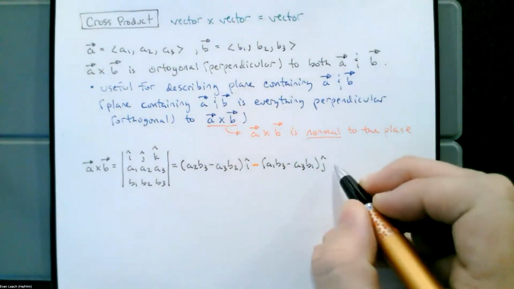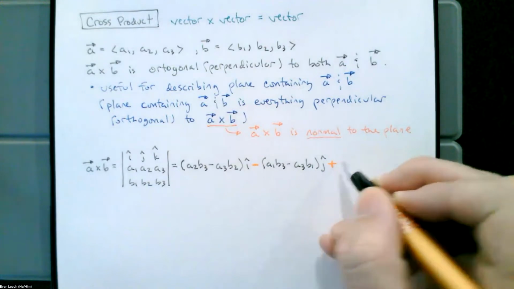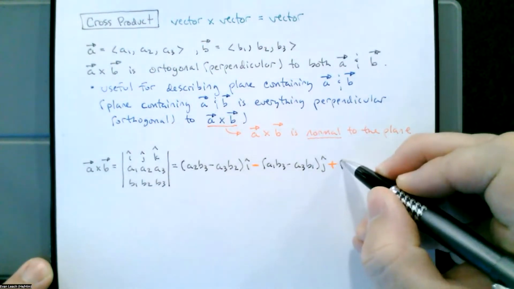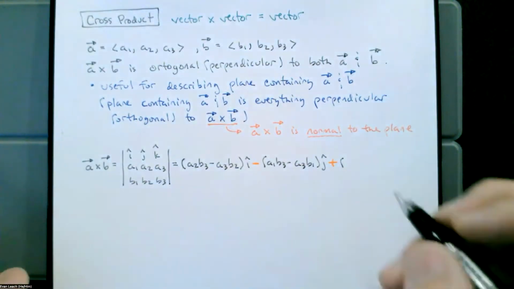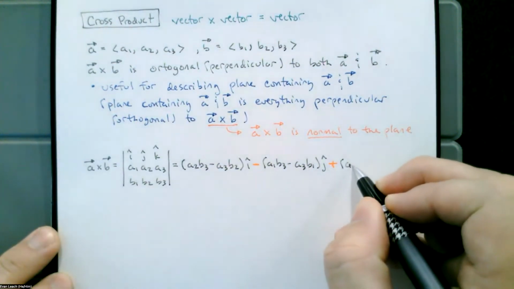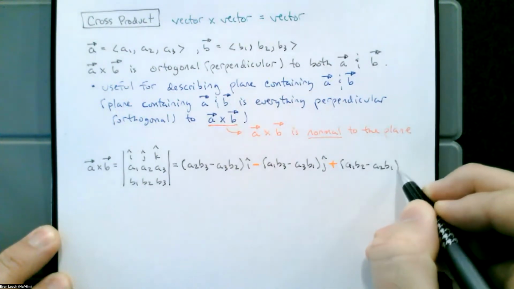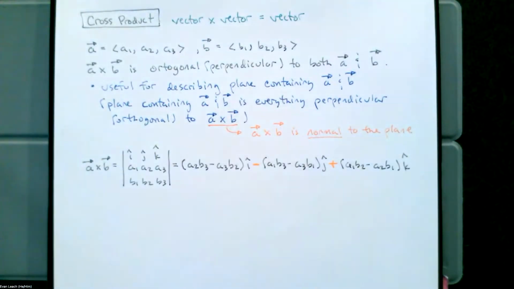Then the third one is back to plus because we alternate. This is going to be the k component. k is a 3, so I'm going to be using 1s and 2s. So A1B2 minus A2B1. So we can recognize this pattern. That'll help us remember how to calculate the cross product.